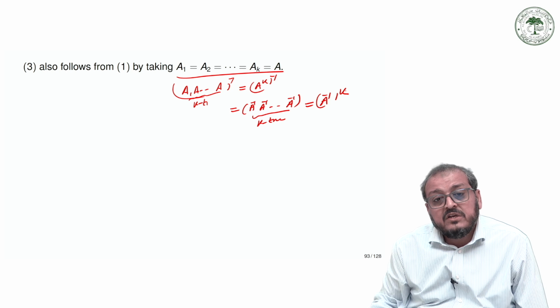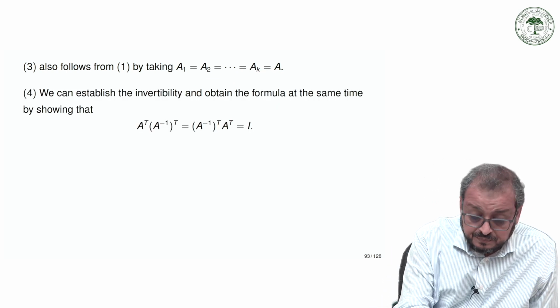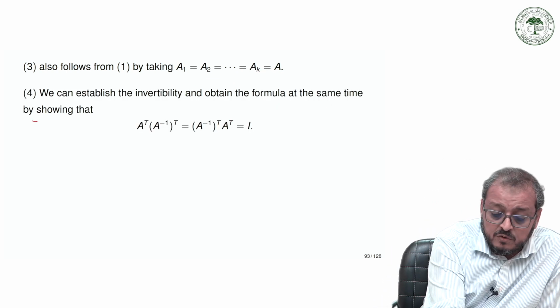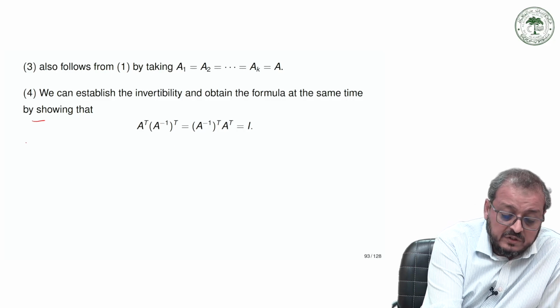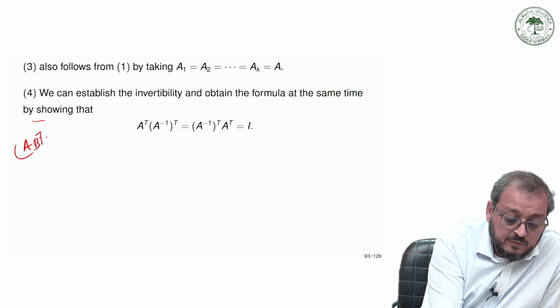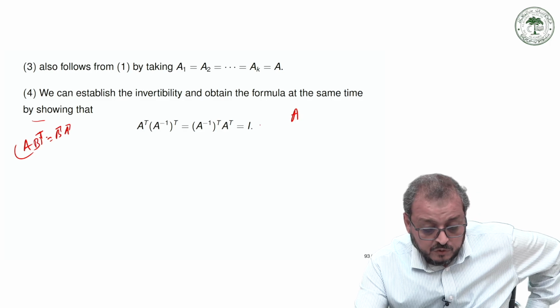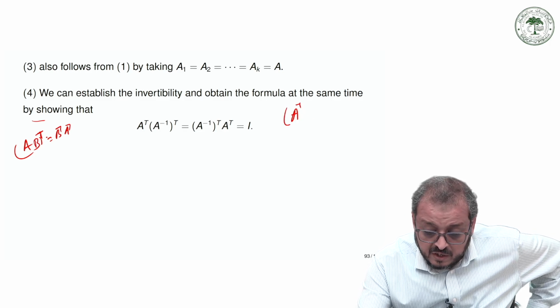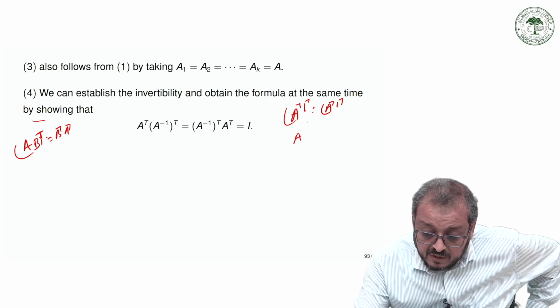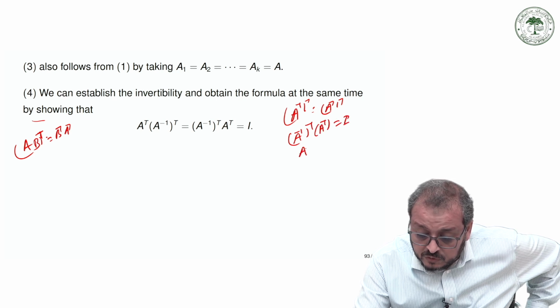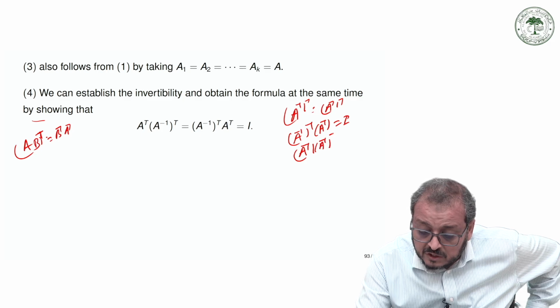And now the last one is that we can establish the formula for the transpose. We know that (ab) transpose is the same as b transpose a transpose. So we take a, and we have to show that (a transpose) inverse is equal to (a inverse) transpose. We take (a inverse) transpose, and we have to show that a transpose times (a inverse) transpose is also identity.